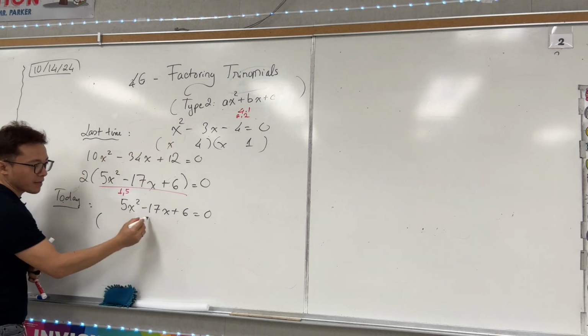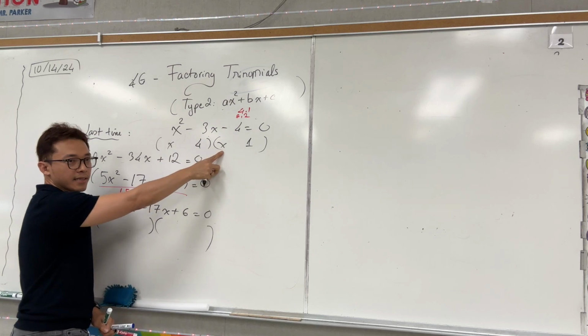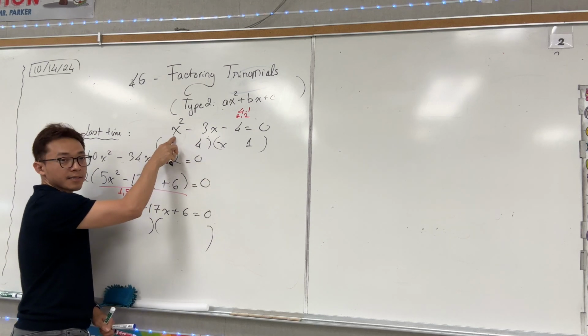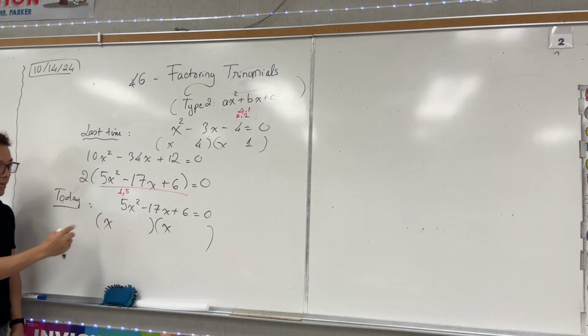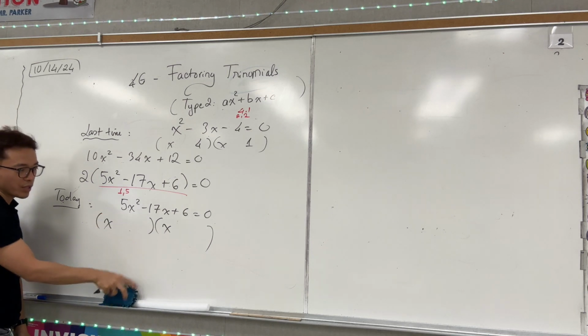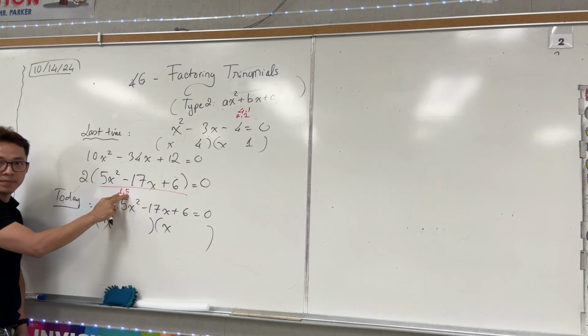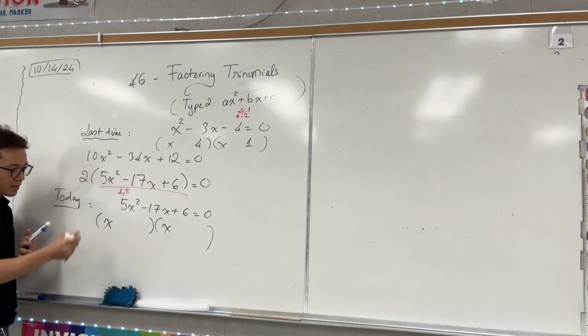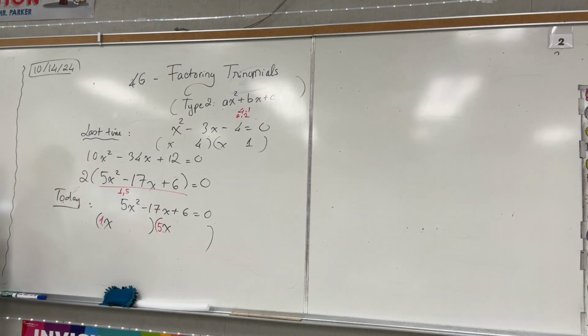Different from this, okay? You know why this one is always x and x? Because x times x is x squared. So if I write x and x again, x times x, is it going to give me 5x squared? No. So that means you need to put some number in here. This is the number you're going to put. 1 and 5. Yeah, so that's the main difference, okay?